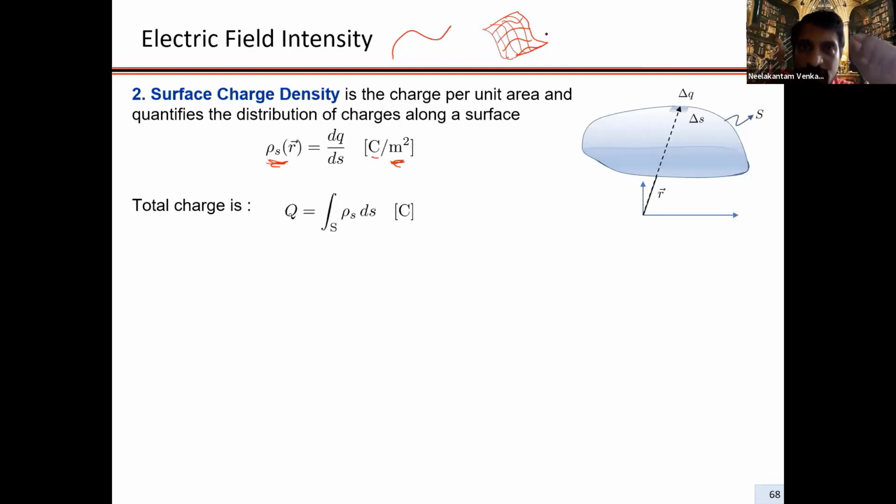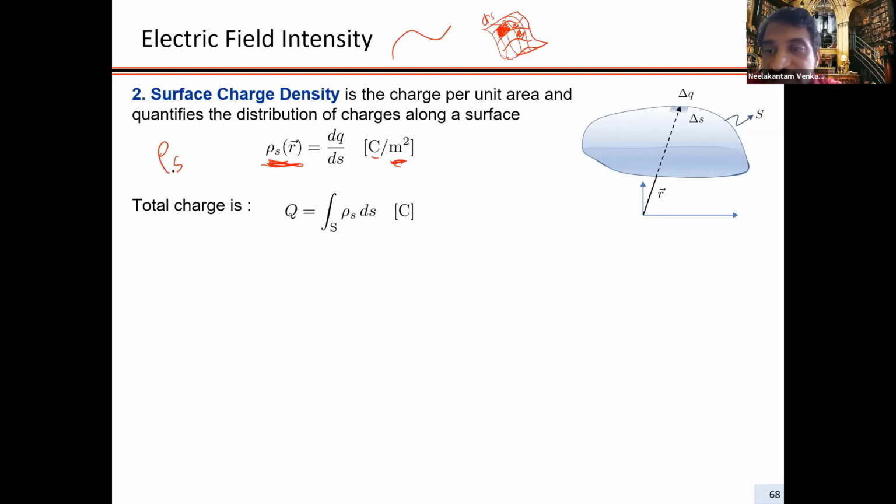Now the charge is not just on the line, but it's distributed on the surface. That means I need to know what is the electric field due to the small little area dS, then the electric field due to this small little area dS, and so on, and do the double integration there. So for that, I need to define what is called the surface charge density, which is the charge per unit area, instead of charge per unit length.